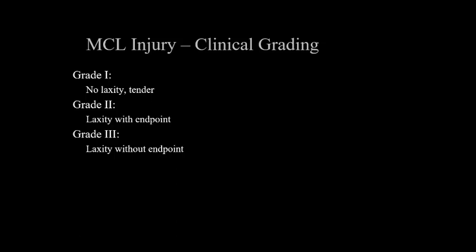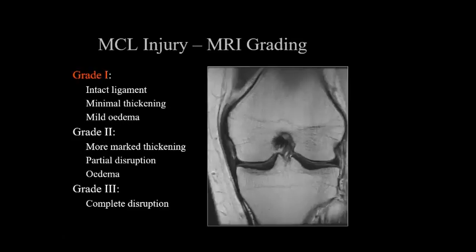The grading of the MCL is probably the most reliable grading system for ligamentous injury. There is a clinical grading system and there is an MRI grading system. The clinical grading system is grade 1 when there is no laxity, but the patient is tender in the medial aspect of the knee. Grade 2 when there is laxity with endpoint. Grade 3 when there is laxity without endpoint. So this is the clinical grading system for the MCL injuries.